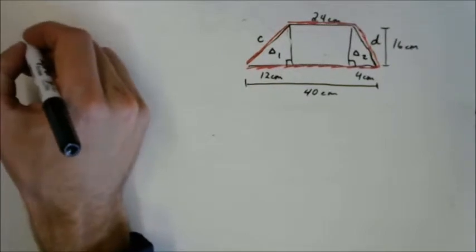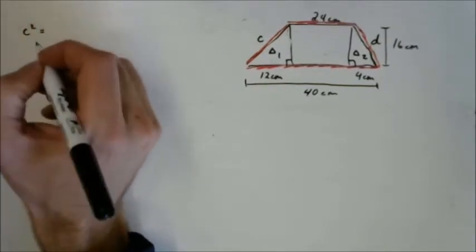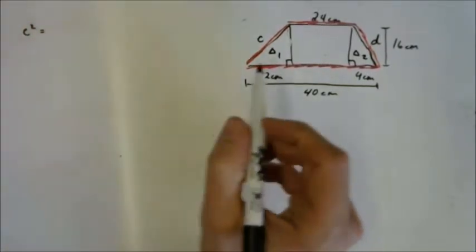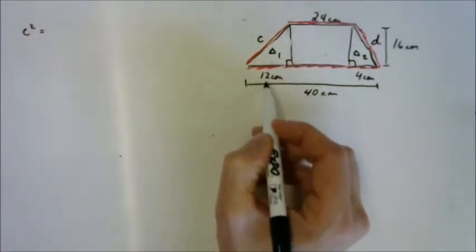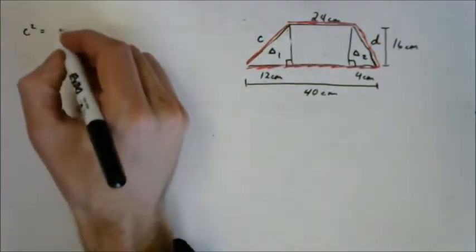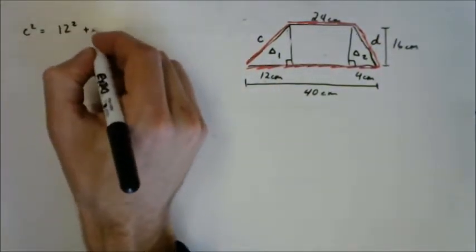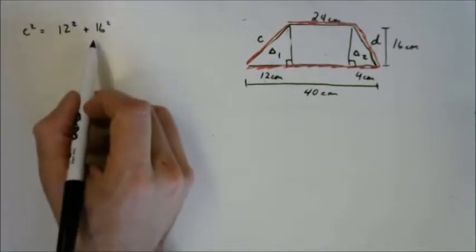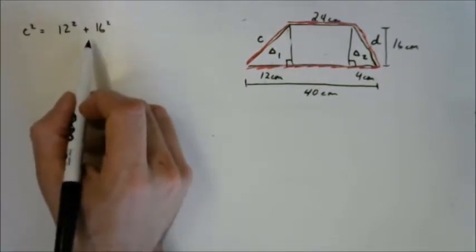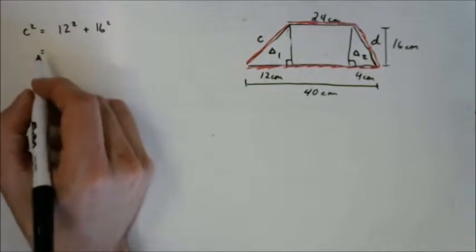We know that C squared is going to be A squared plus B squared. Well, in this case, those 2 legs of the right angle triangle are 12 and 16. So we've got 12 squared plus 16 squared. So now what do I do? Do I just add 12 plus 16? I first have to square them. Okay. So who's got your calculator out?